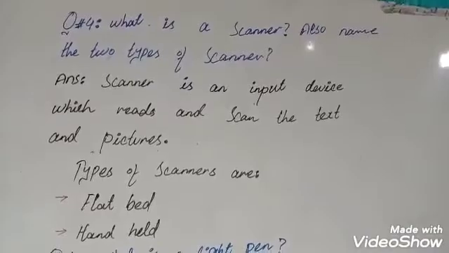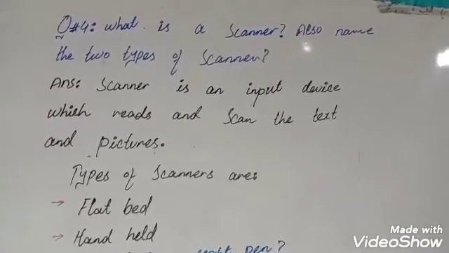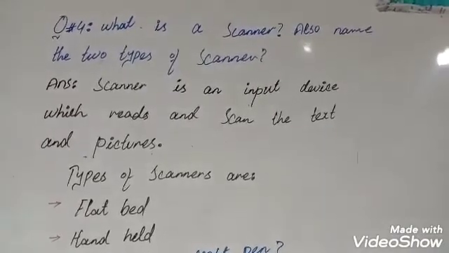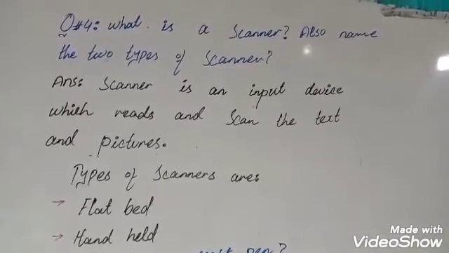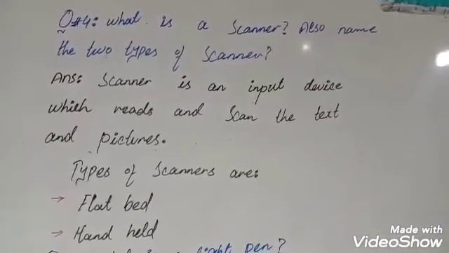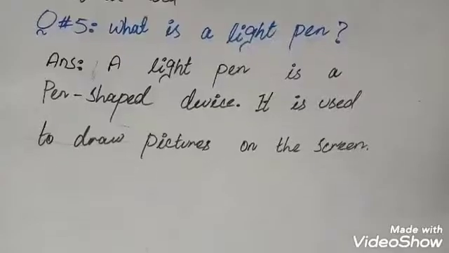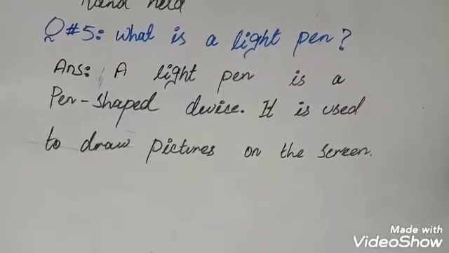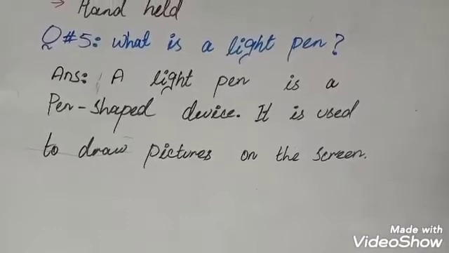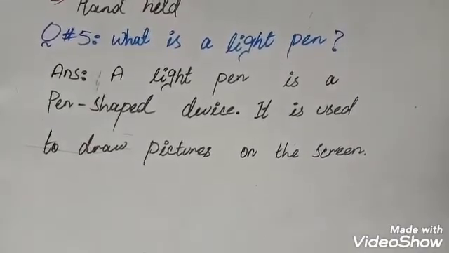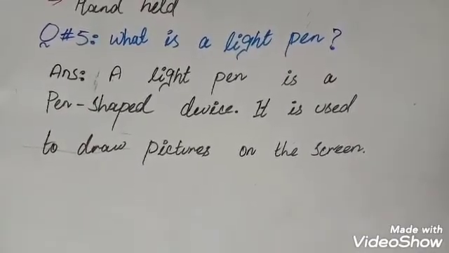Answer. Scanner is an input device which reads and scans the text and pictures. Types of scanners are flatbed and handheld scanner. Question number 5. What is a light pen? Answer. A light pen is a pen-shaped device. It is used to draw pictures on the screen.